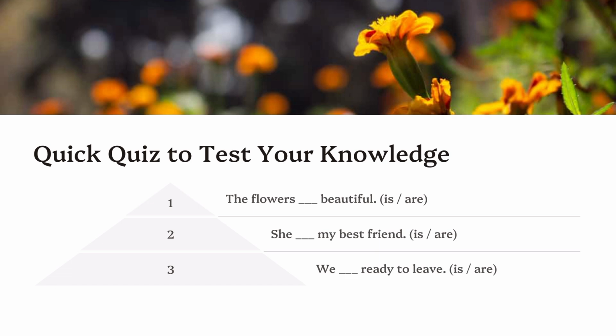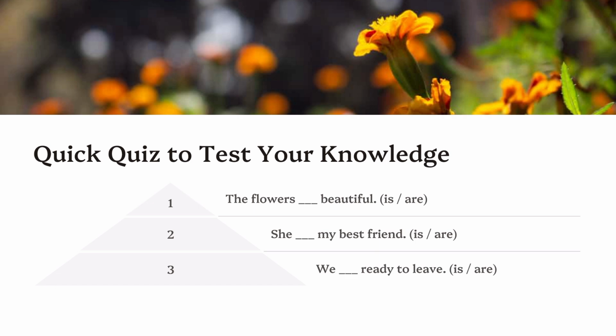So before we wrap up, let's do 3 quick quiz questions, and I'll walk you through each question, and feel free to pause the video and try them yourselves. So the first question, right? Question 1, the flowers blank beautiful. Right, so take a moment to think about it. What is the subject here? It's the flowers. And since that's plural, the correct verb form is are, right? The complete sentence is, the flowers are beautiful.